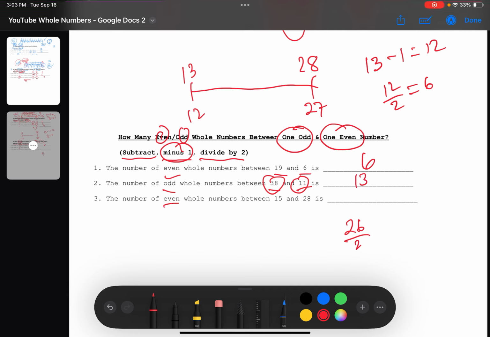Divide by 2 is 13. Okay, next one is even. So how many even numbers between an odd and an even? So in this case, we're going to subtract, which is 13, take away 1, which is 12, and then divide by 2, which is 6. So your answer here is 6.